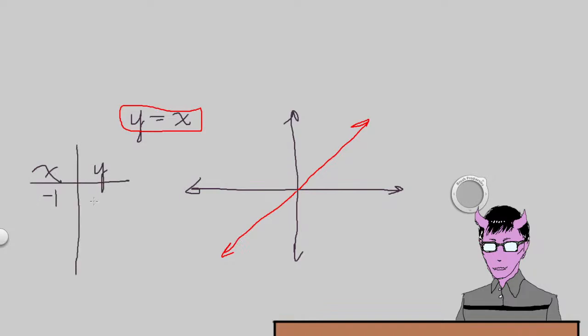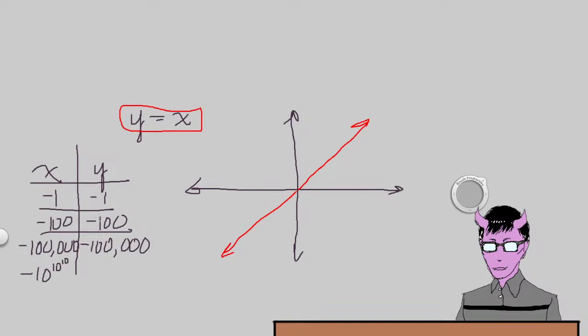If you have x is -1, then y is -1. If your x value is -100, then your y value is -100 for this function as well. If your x value is -100,000, then your y value is also -100,000. And then of course, if you have -10 to the power of 10 to the power of 10, then your y value is also -10 to the power of 10 to the power of 10.